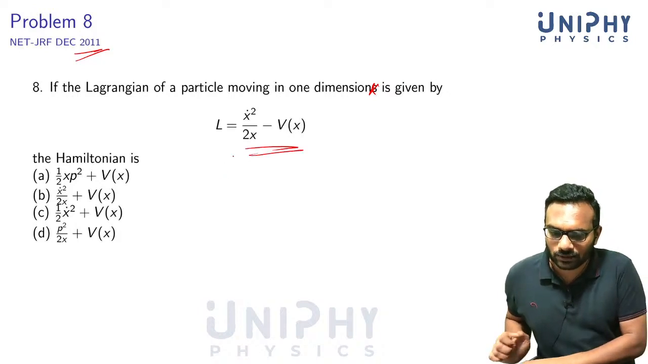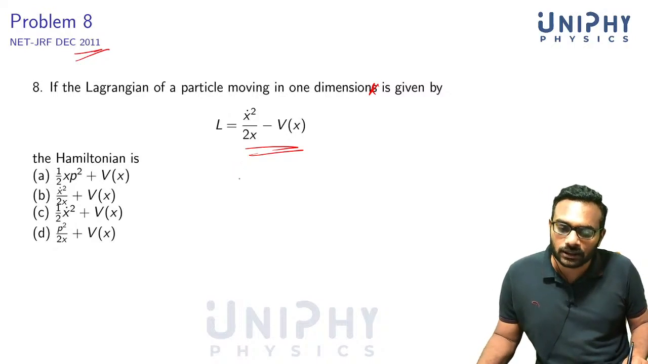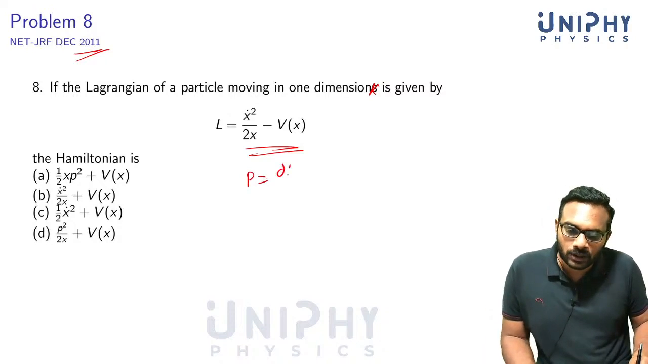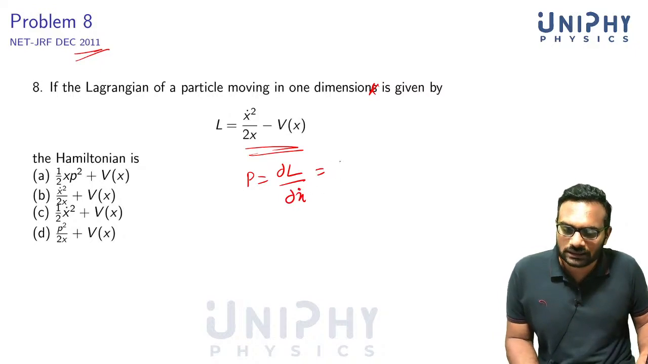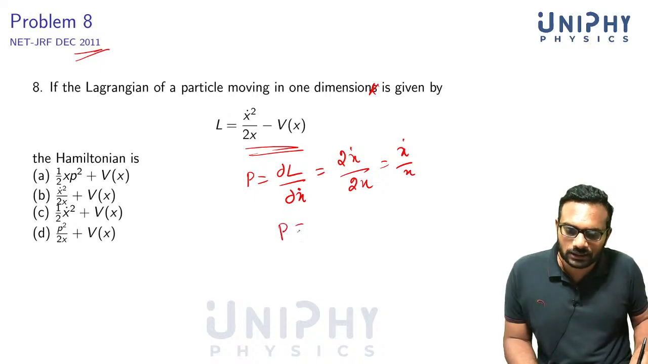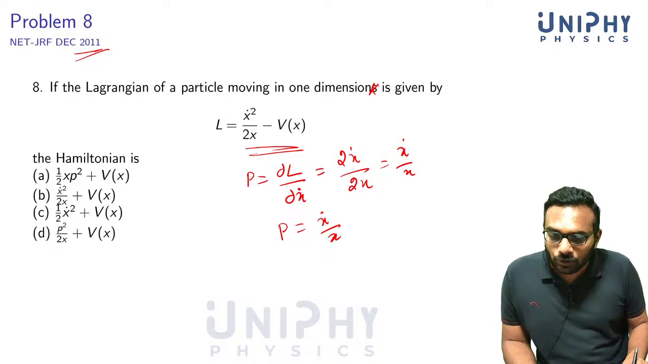Once you are asked to find the Hamiltonian from the Lagrangian, what you do first is to find the momentum. Since it's one dimension, you don't worry about x, y, z. So p is equal to dou L by dou x dot, and what is it? Dou L by dou x dot is equal to 2x dot divided by 2x, that's equal to x dot by x. So you've got p is equal to x dot divided by x. Now you look at this system.